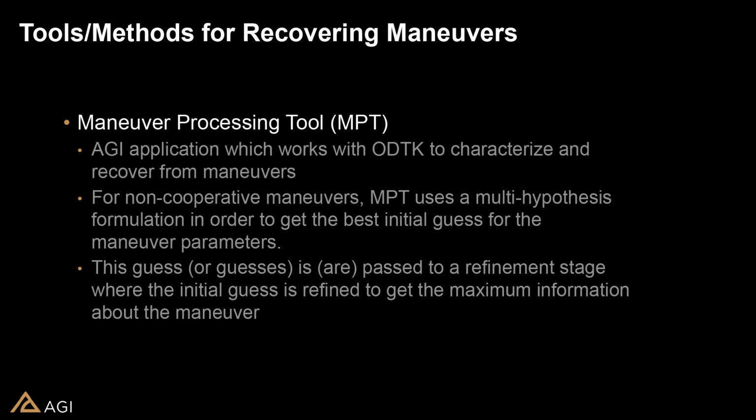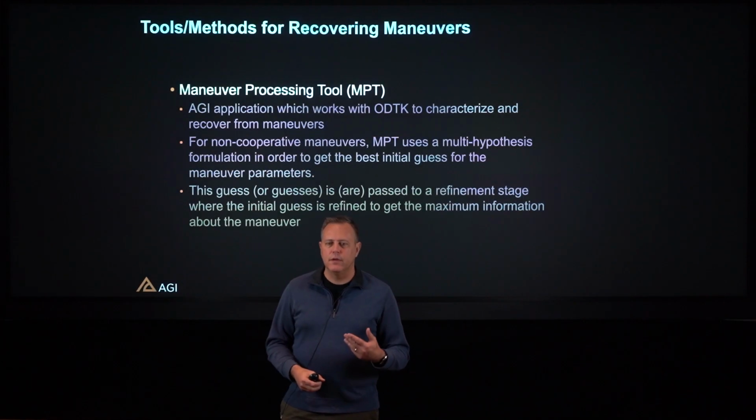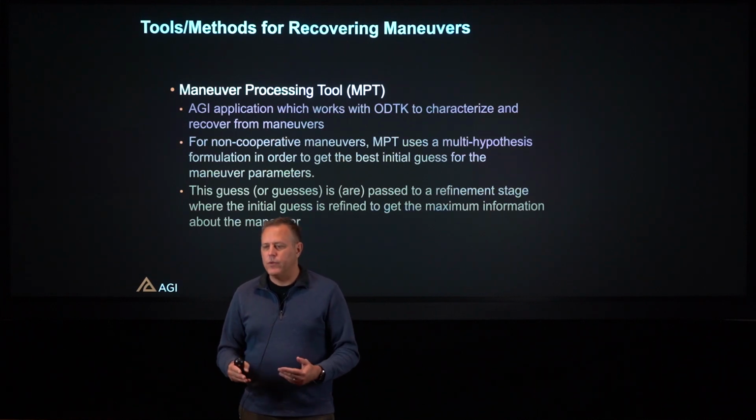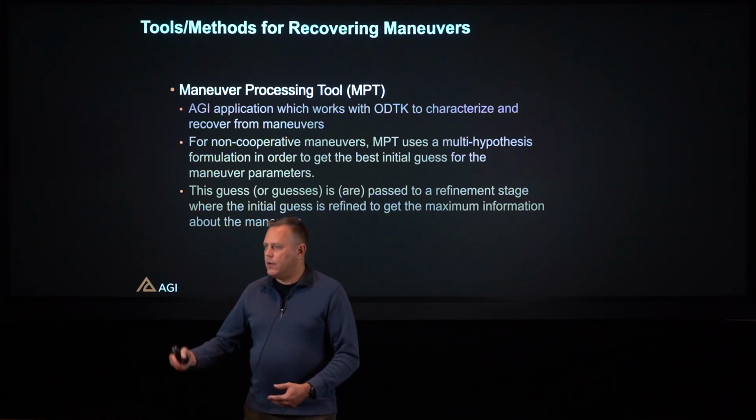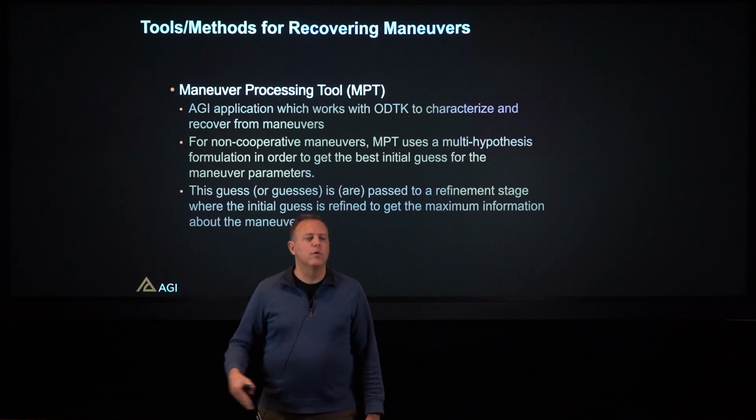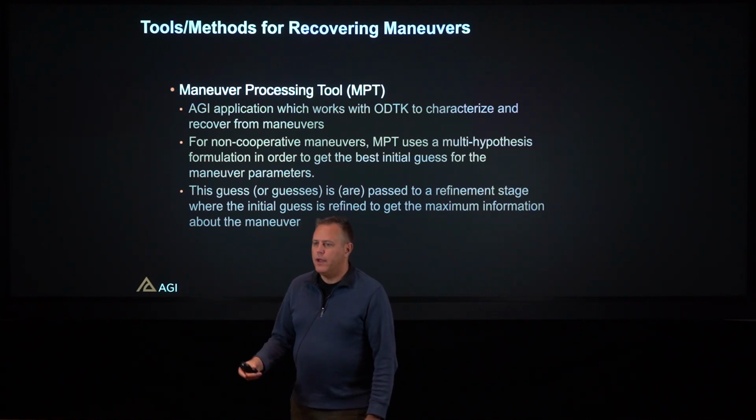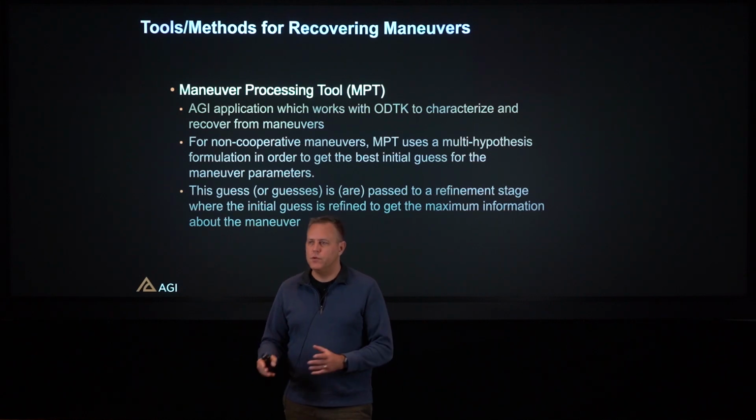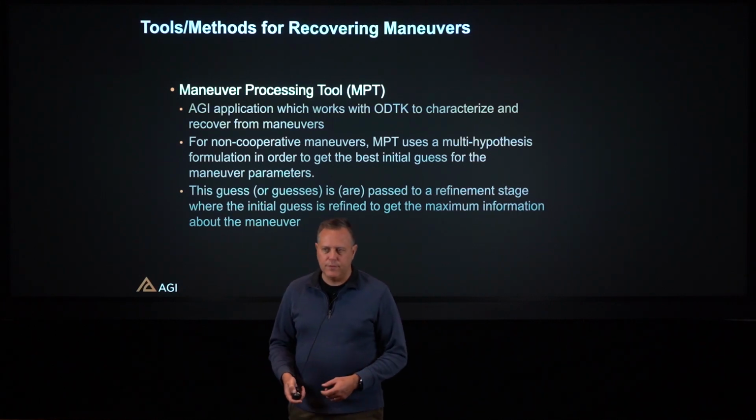It's a multiple hypothesis formulation. We're evaluating a variety of different options and scoring them as to which ones are sort of the best guesses or the best estimate of what the maneuver is based on the data we have. And then as we continue to get more information in, MPT will refine that maneuver estimate and continue to suggest which hypotheses are still current, which ones should be rejected, and refine the estimate.